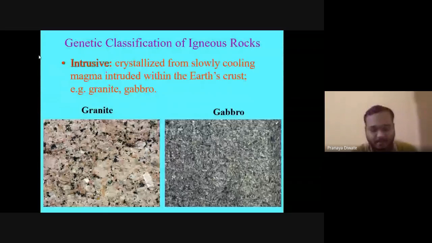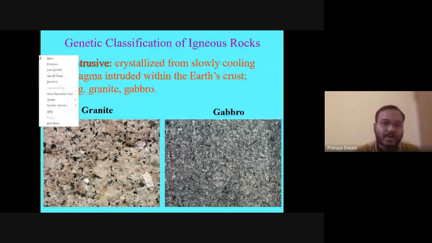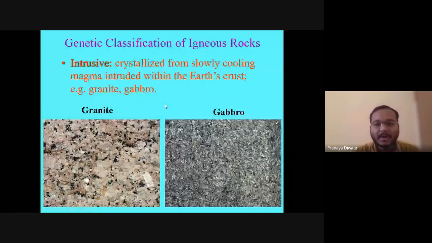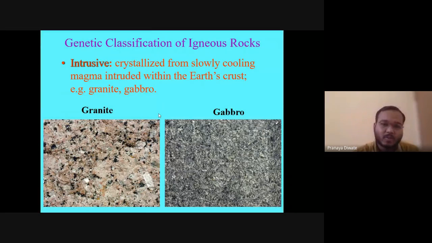We have seen in some lectures what intrusive igneous rock is. Intrusive igneous rocks are those rocks which form under the surface, crystallized from slowly cooling magma intruded within the earth's crust. Granite and gabbro are examples of intrusive igneous rock.